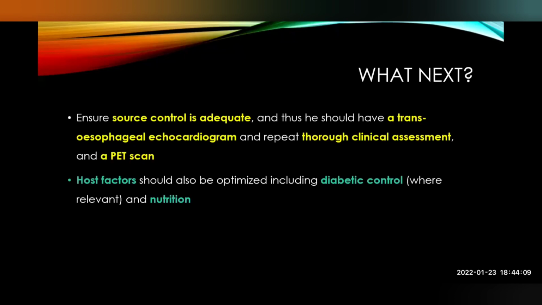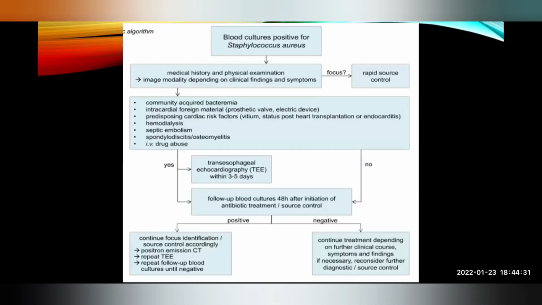And the next thing is host factor optimization. That is, if the patient is diabetic or is having malnutrition, you need to optimize these factors so that the antibiotic you're giving is adequately working. So before you escalate the antibiotic, all these factors should be considered, especially in a case of Staphylococcus aureus bacteremia. So this is a flow.